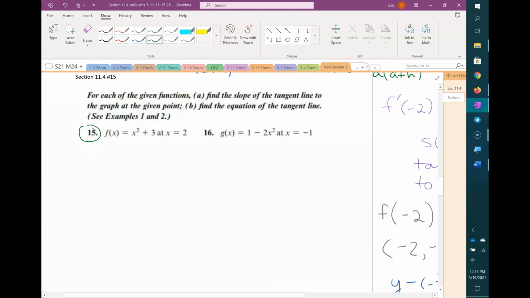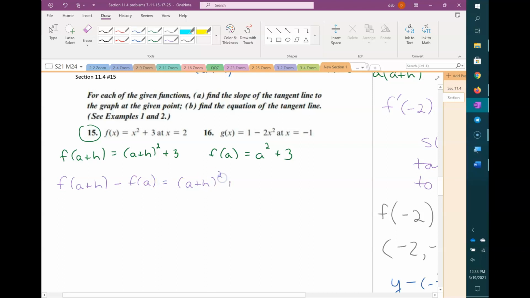So number 15, it's the same exercise with a different function. So I still need to do f of a plus h. That's going to be (a plus h) quantity squared plus 3. And then f of a is going to be a squared plus 3. Then I do the difference, f of a plus h minus f of a.